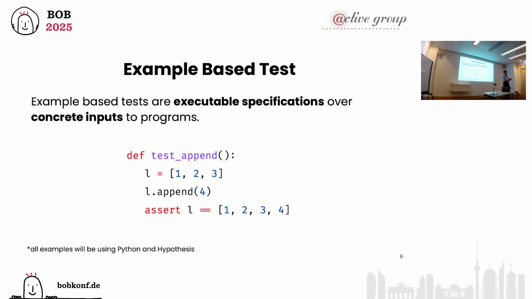So what I like to do when talking about properties is start from an example-based test and abstract my way back to a property. So an example-based test here is an executable specification over some concrete inputs. Here we see a unit test of a list append function, right? We create a list, we append an element, and we have an expectation of what the end list looks like. So we write that. And as I said, everything is going to be using Python, and I will be using the main PBT framework in Python, Hypothesis. It's a very nice framework. So if there is anything that looks unfamiliar to you, just ask.